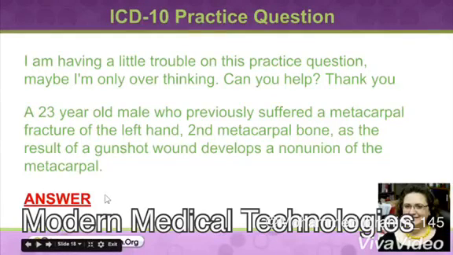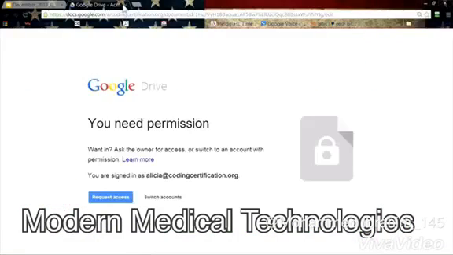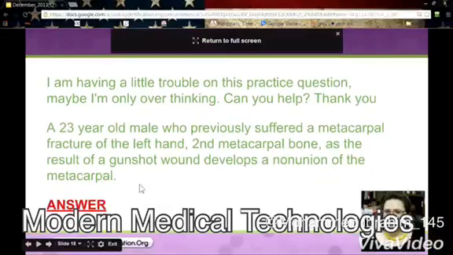Okay, so let's see. A 23-year-old male who previously suffered a metacarpal fracture of the left hand, second metacarpal bone, as the result of a gunshot wound, develops a non-union of the metacarpal. And you know what? I honestly don't know if I answered this one. Nope, I don't think I did. Huh. Okay, so let's talk through it.